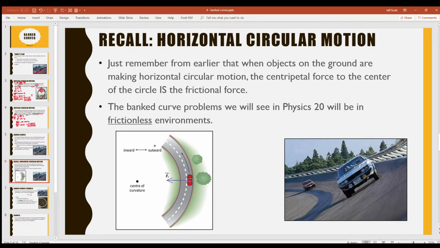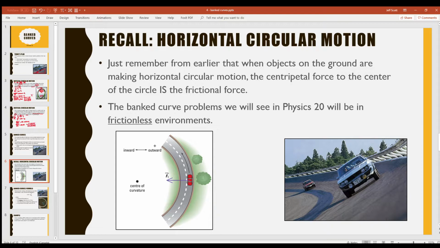Now you do not need to write this slide down, so you don't need to pause for this one. I just want you to remember from a few days ago we talked about horizontal circular motion. So in other words, when a vehicle is on a flat road and they have to make a turn. You might remember me telling you that when you have a horizontal circular motion, so a car on a road making a turn, that centripetal force to the center of the circle they're turning through is actually your frictional force. They're the exact same thing.